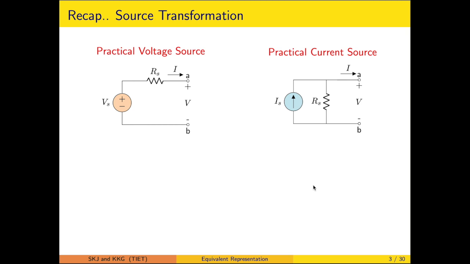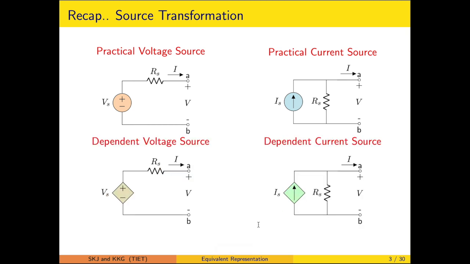This equivalence is also equally applicable when there are dependent sources. So there is no additional trick, but the same logic has to be used here in transforming the dependent voltage source to a dependent current source equivalent, likewise.